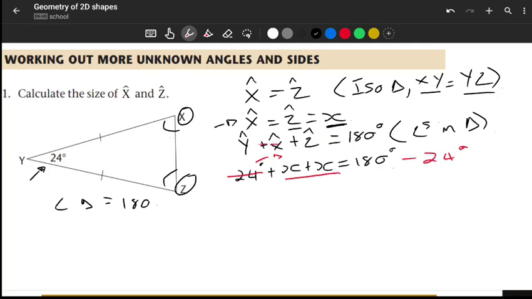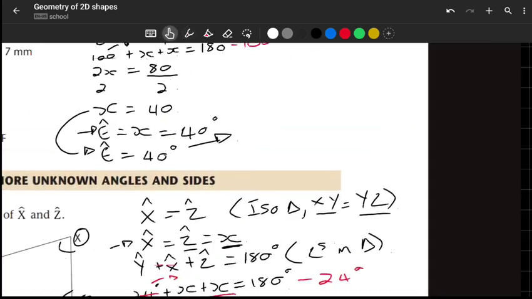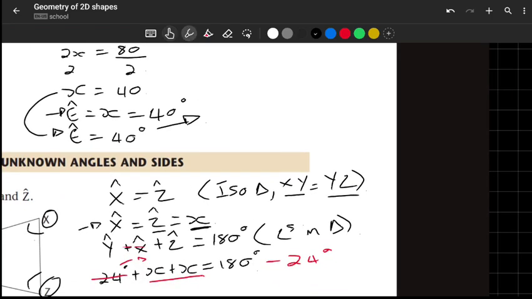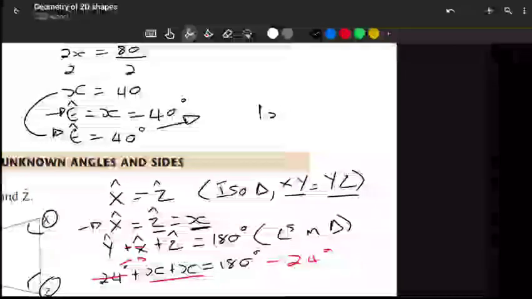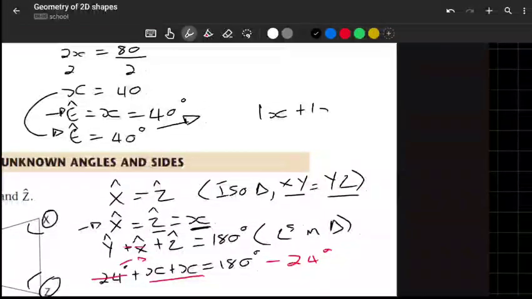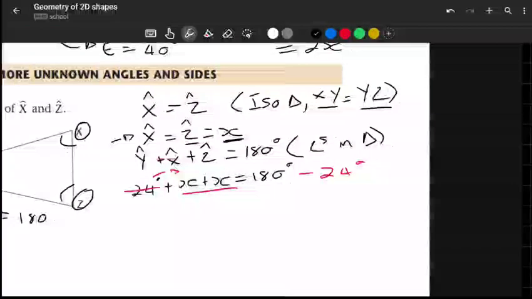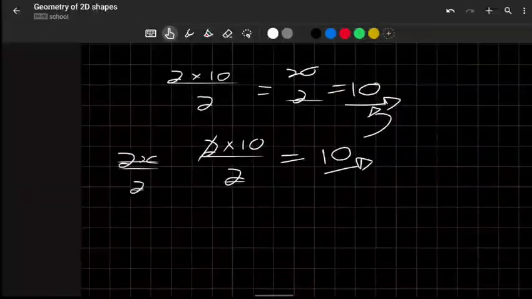And then now we say x plus x, right? Remember, x plus x, you essentially have an invisible one, so it's an invisible 1x plus an invisible 1x, and that will just give you 2x, right? Then here you have 2x is equal to 180 minus 24, that is 156 degrees, right?